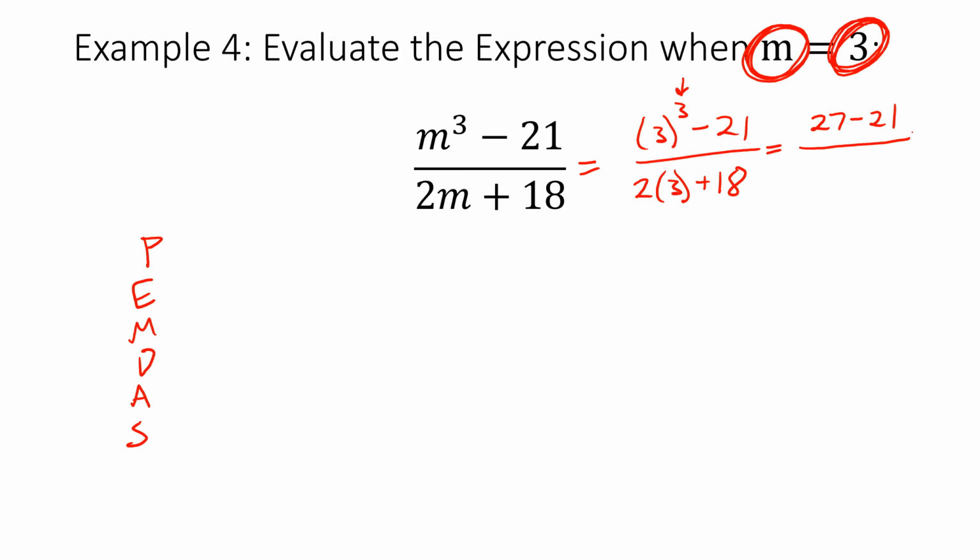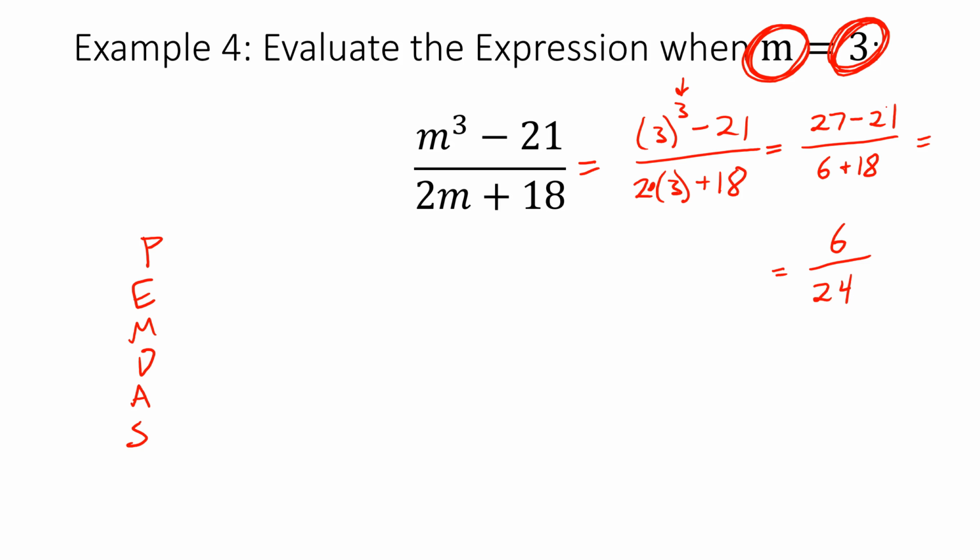On the bottom, let's do the first step. Actually, let's keep going with the top. On the top, I just have 27 minus 21. There's just subtraction up there. 27 minus 21 is 6. Done. Now let's do the bottom. On the bottom, do I have parentheses? Yes, but again, there's nothing in there to be done. Do I have exponents? No. Do I have multiplication or division? Yes. Remember, between this 2 and this 3, there's a mysteriously hidden multiplication sign. 2 times 3 is 6. And now I can do the addition. 6 plus 18 is 24.